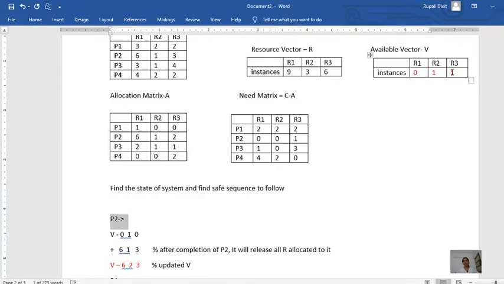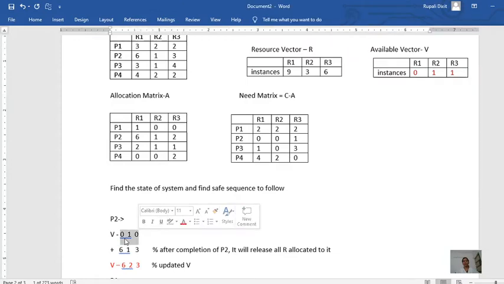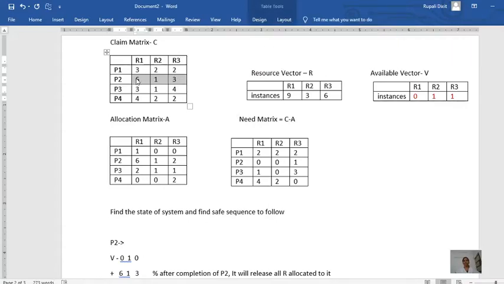Now since one resource is allocated to the P2 process for its completion of execution, our available vector will now be 0, 1, 0, isn't it? So only one R2 resource will be available with us. Once P2 completes its execution, what is the total demand of P2? 613. So once P2 completes, it will release 6 R1 type resources, 1 R2 type resource and 3 R3 type resources.